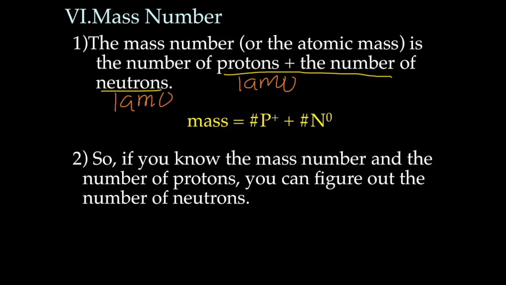We will talk about tomorrow why average atomic mass may be different. Okay, when we're talking about mass number of a single atom, you cannot have a fraction. You cannot have a decimal. You can't have half a proton or half a neutron. It just doesn't work. Okay, so the formula is written here. Atomic mass equals the number of protons plus the number of neutrons. So now, if you know the mass number and the number of protons, you can figure out the number of neutrons. And we'll do that in a minute.